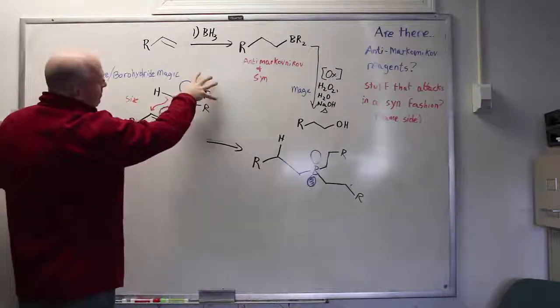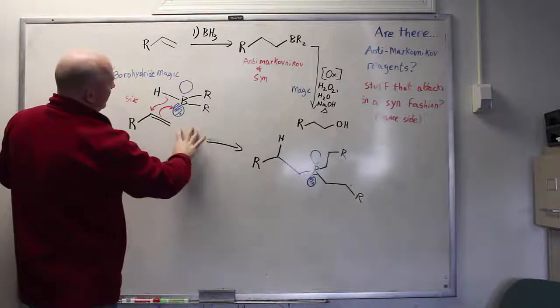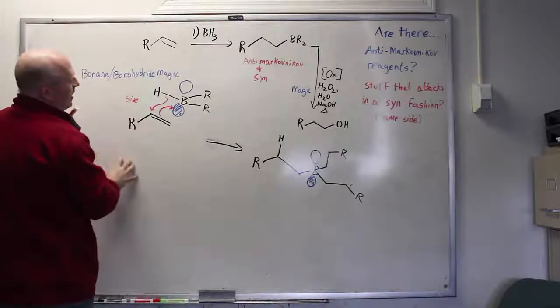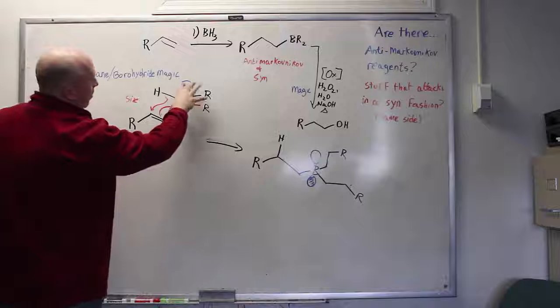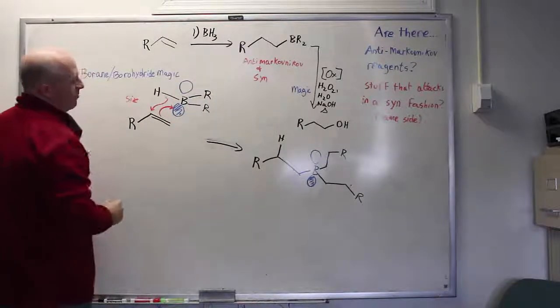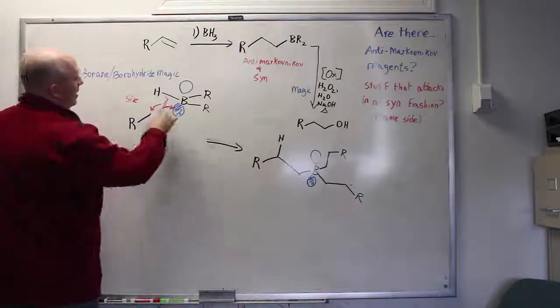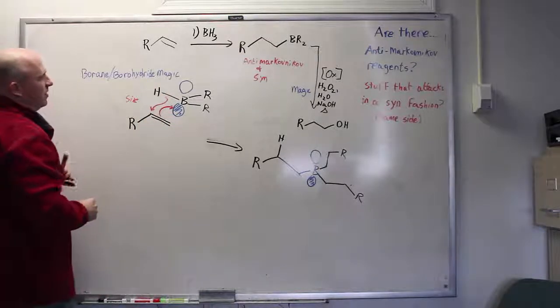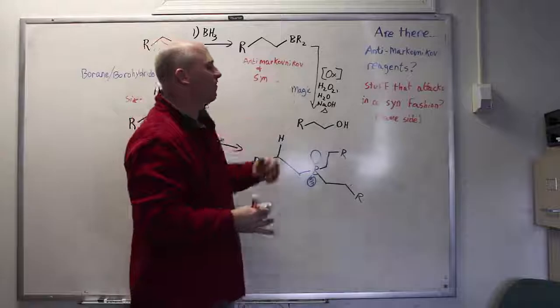Sterics. The boron is the big end, and you want the big end out over the little end. You want the little end of the boron reagent over the big end of the alkene. So that's what organizes this. The boron side is relatively large, so it will be over the relatively small part of the double bond. The hydrogen side is relatively small, so it will be over the larger side of the double bond. And that's why you get the anti-Markovnikov addition.